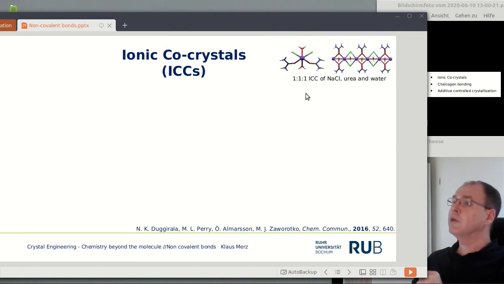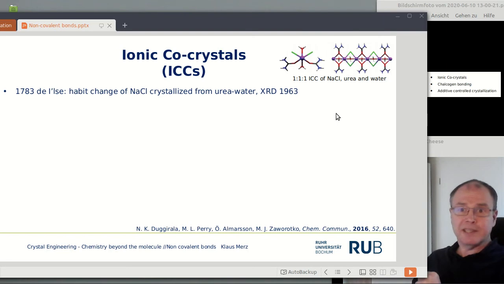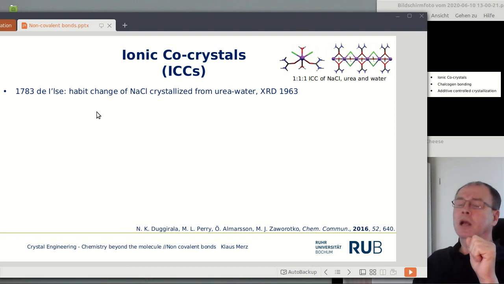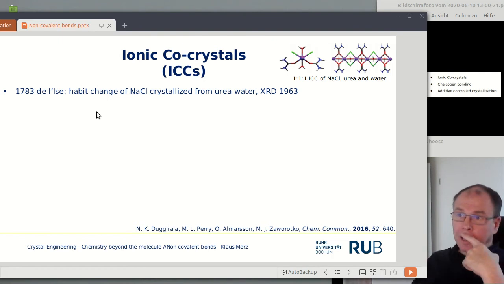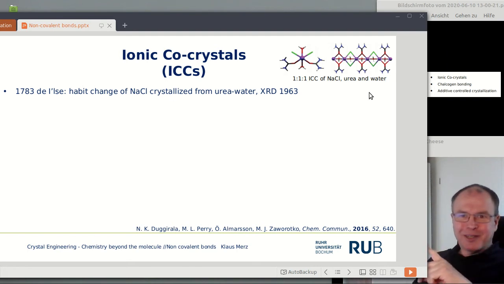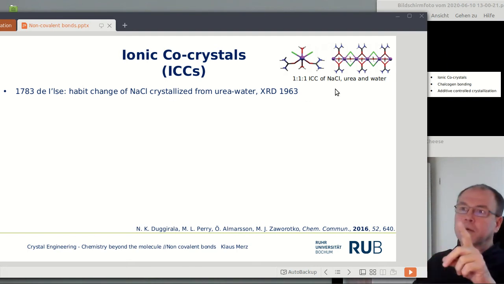Here you see the ionic co-crystals, for example, of salt, sodium chloride, and urea. It was first synthesized a long time ago, in 1783. What was seen is that the habit of a sodium chloride crystal changes when crystallized from water in the presence of urea. And the crystal structure was determined nearly 200 years later.